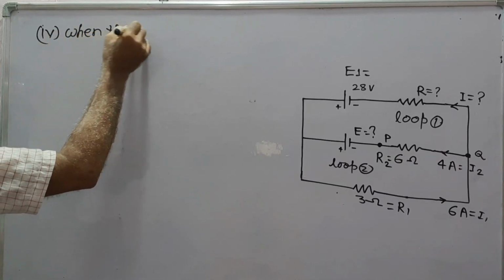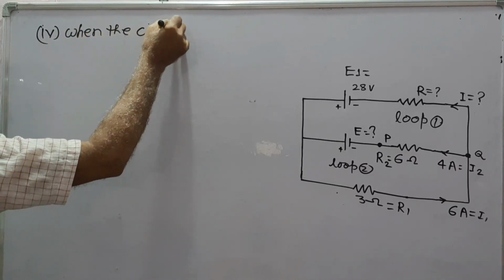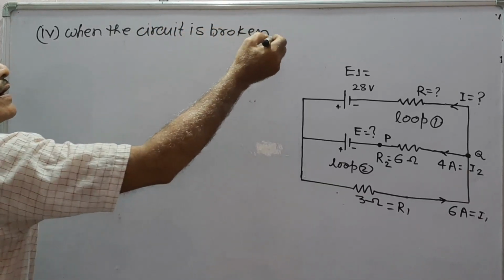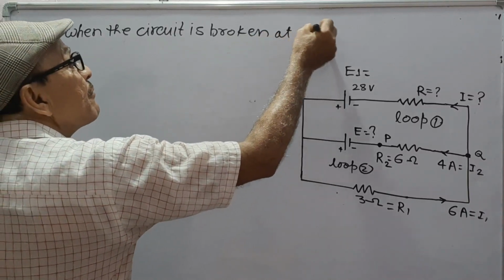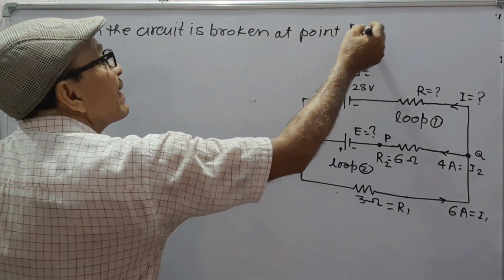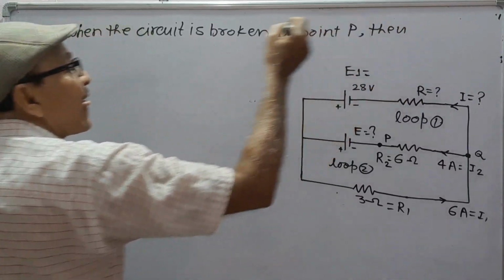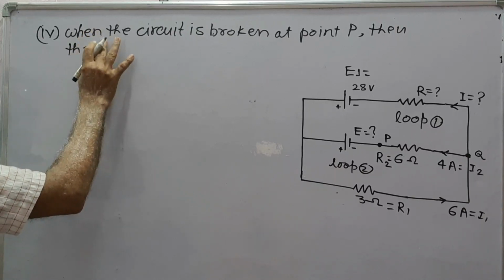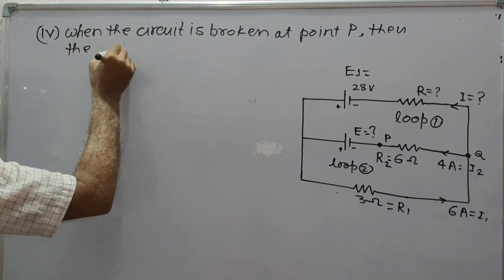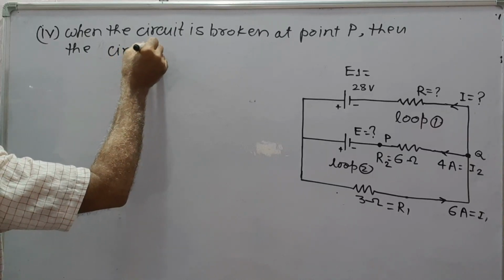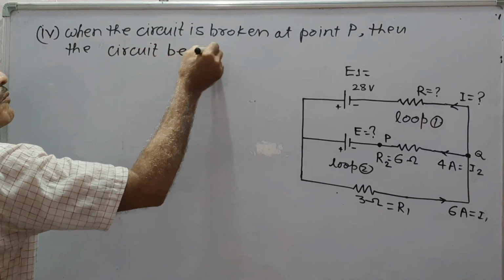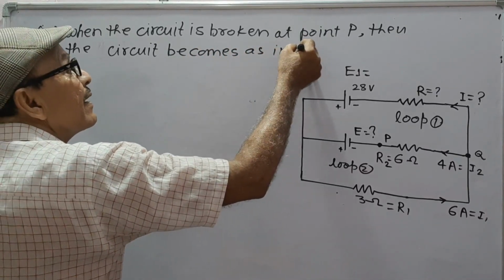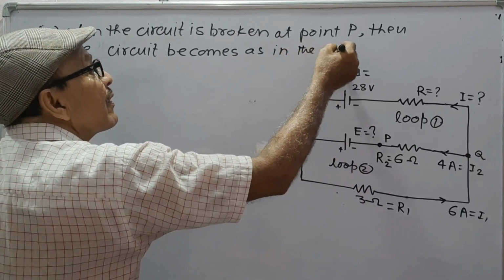When the circuit is broken at point P, then the circuit becomes as in the following figure.